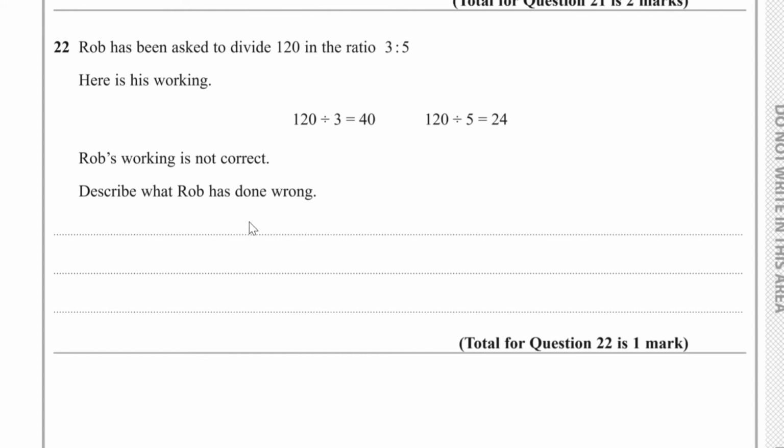Question number 22. Rob has been asked to divide 120 in the ratio 3 to 5. His working is: he did 120 divided by 3, which is 40, and then he did 120 divided by 5, which is 24. His working's not correct. We have to describe what he's done wrong. Well, what he should have done is divide by the 3 plus 5, which is 8. So he should have divided by 8.